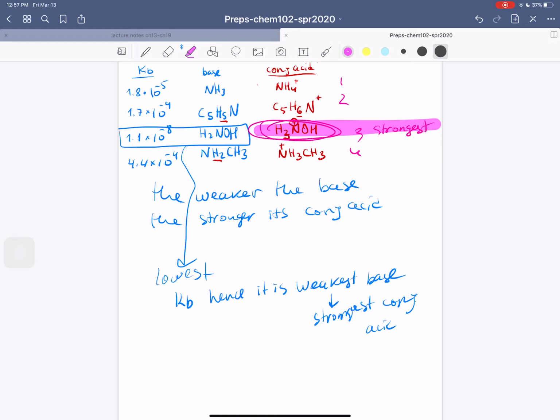So you see, you do not need to do any calculations. You just need to apply this specific reciprocal relationship between the values of Kb and Ka. And you can see that the stronger the weak acid, the weaker its conjugate base, and vice versa. Okay.